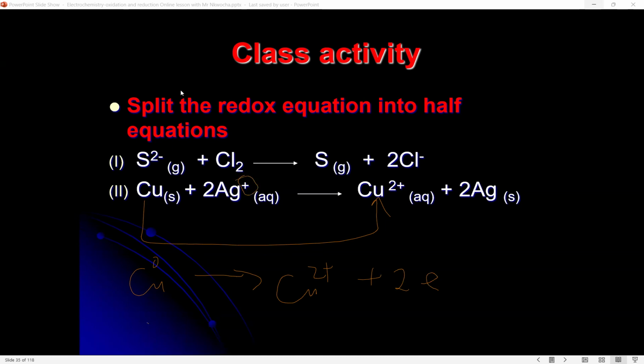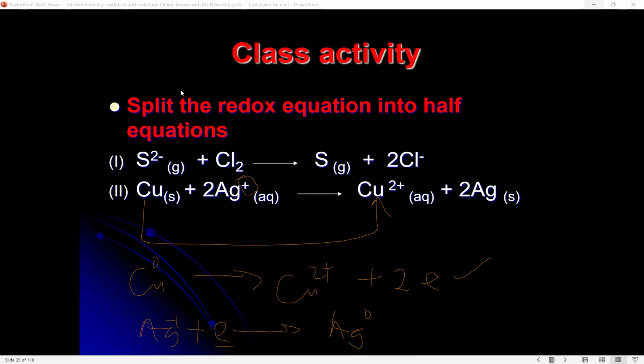Silver here is +1. So I have Ag+ has changed to ordinary Ag. So that means +1 to 0. What is the difference? +1 to 0 is decreasing. That means it's gaining. The difference is 1. Very simple. Now, the number of electrons lost is 2. The number of electrons gained is 1.